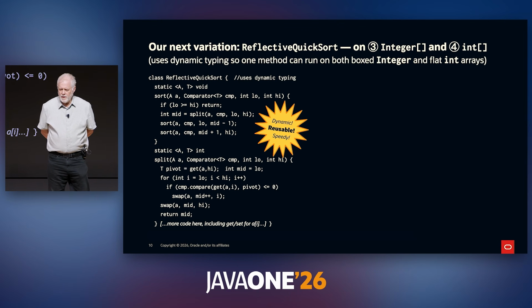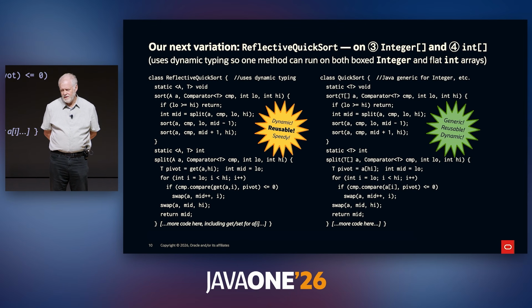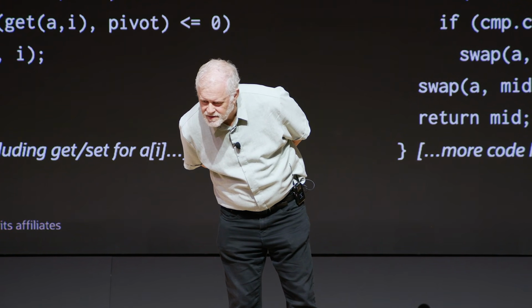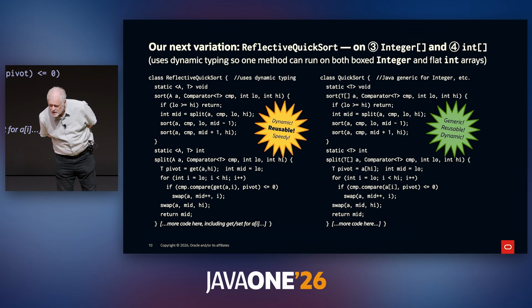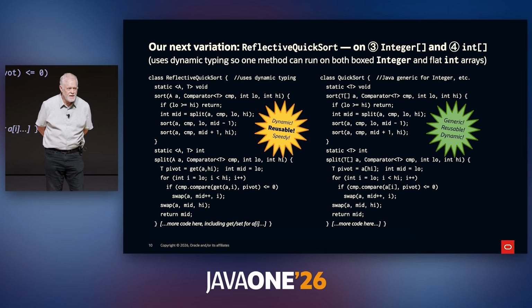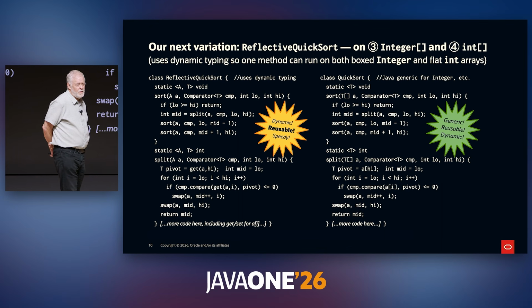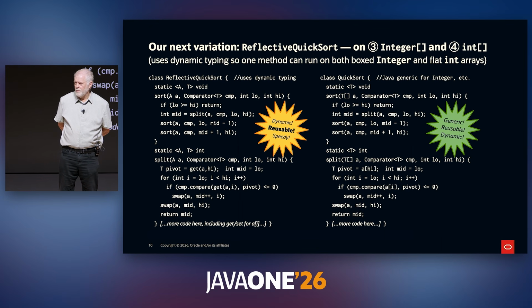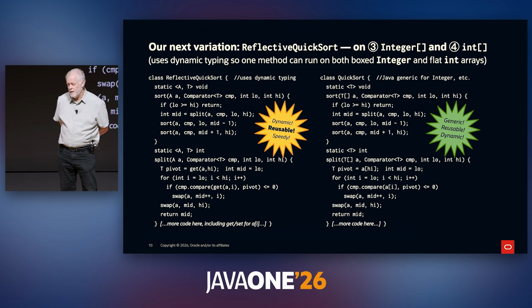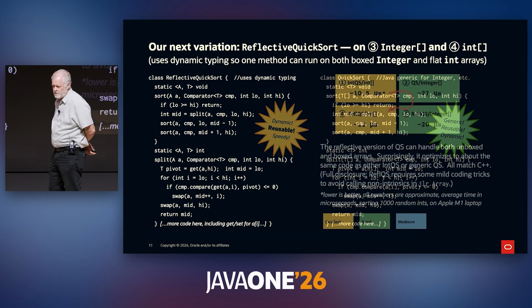Does it work? Well, there's the generic guy. He looks almost the same. If you look, you'll see some tiny differences. Where does it say a sub high versus get of a comma high? That's the reflection peeking in there. And Valhalla will make that disappear again, but it won't remove the problem. Valhalla will support eventually flat and boxed mixed generics, but it won't take away the problems that I'm talking about today.